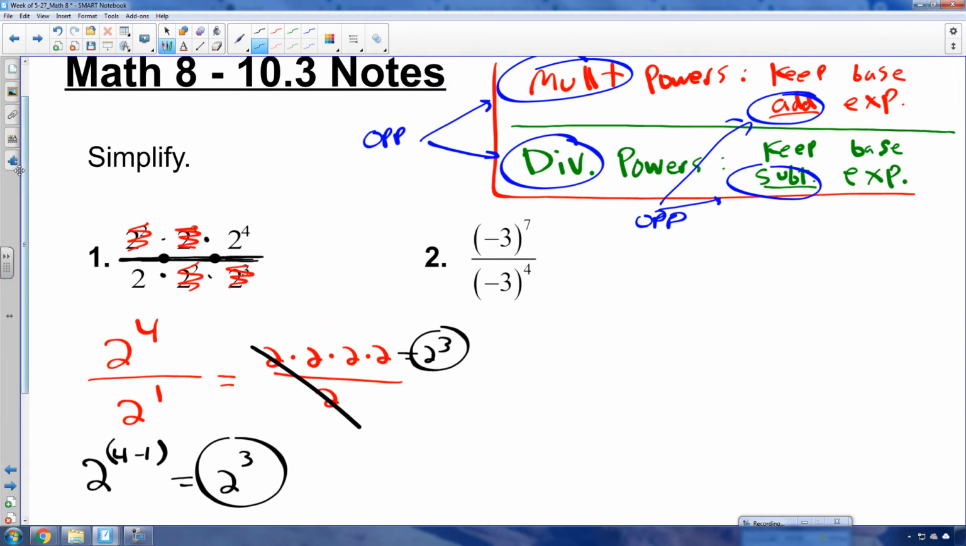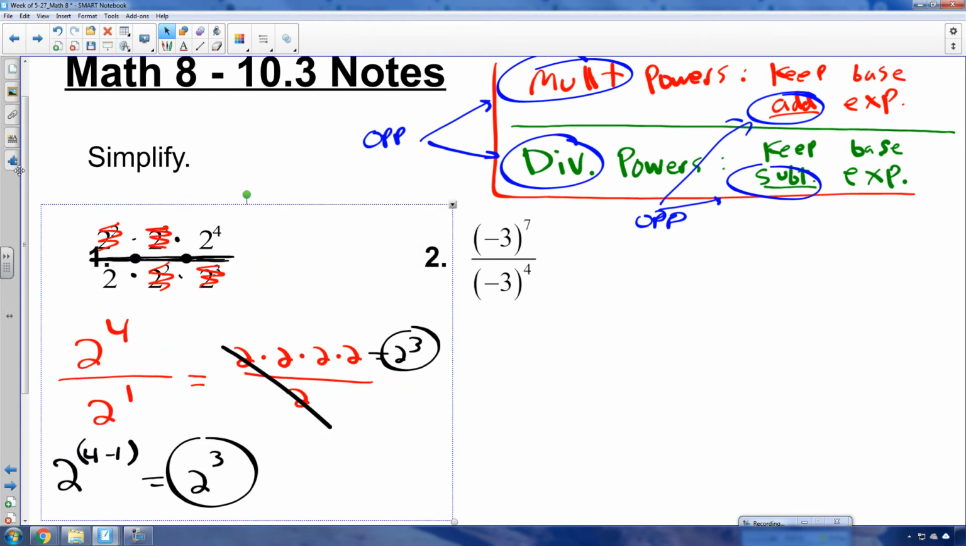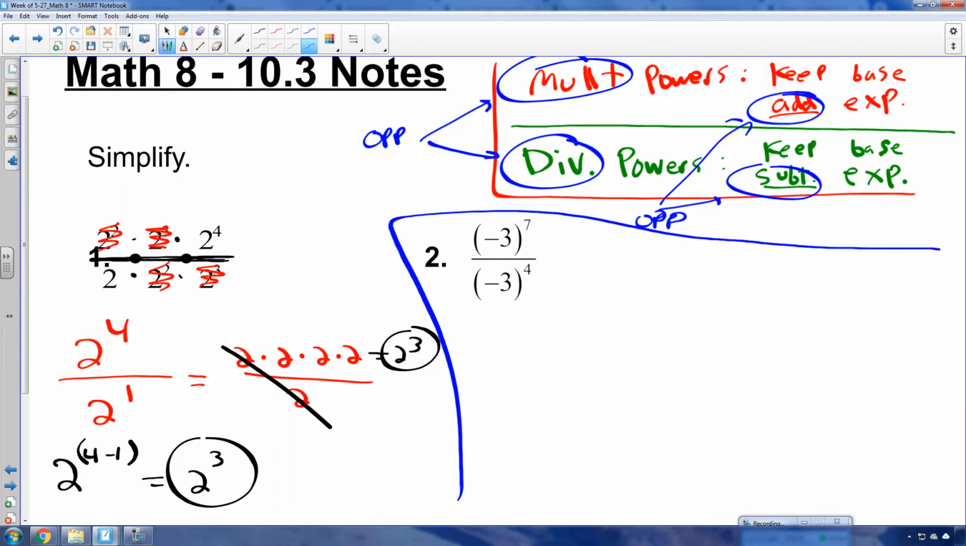So what we're going to do now on the second problem is try that same thing, but let's use the rule this time. I went a little bit like, I call that slow motion on the first problem. I didn't use the rule, but on the second problem, I want to use the rule. So I'm going to give us a little space over here. Negative 3 raised to the 7th over negative 3 raised to the 4th. So I'm going to keep the base. What's the base? Negative 3. And I'm going to raise it to the power of, we have to subtract 7 minus 4, which is 3. So this is the answer to that problem.